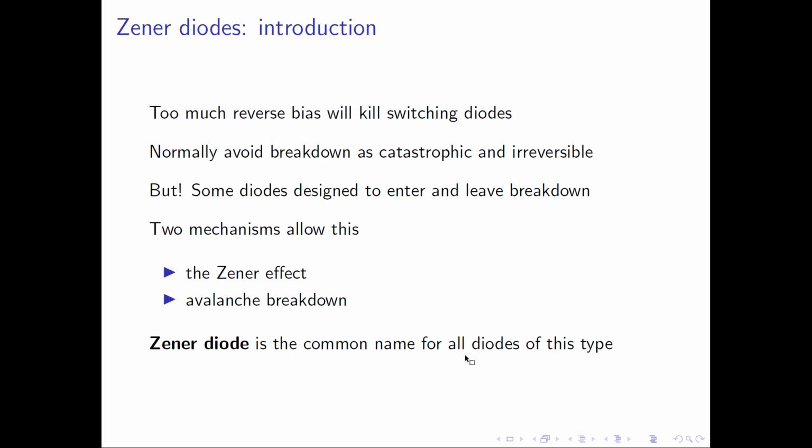But it turns out that there are some diodes that are designed to repeatedly enter and leave the reverse breakdown region with no ill effects. It turns out that there are two physical mechanisms that allow this to happen. One is called the Zener effect. That's usually in play up to 5 or 6 volts or so. And then for voltages greater than that, it's a mechanism called avalanche breakdown. No matter which mechanism is in effect these days, we tend to call the diode a simple Zener diode.